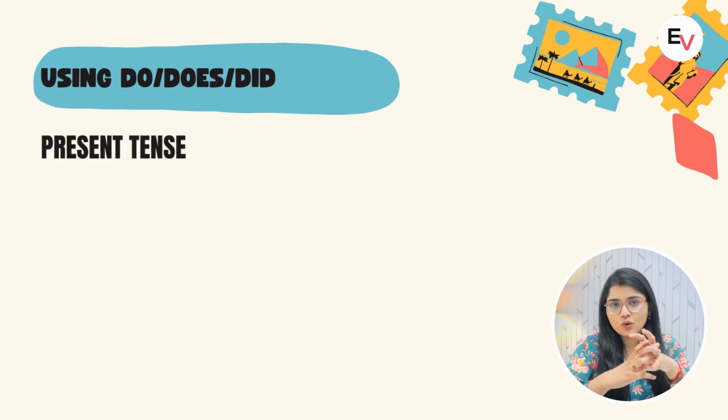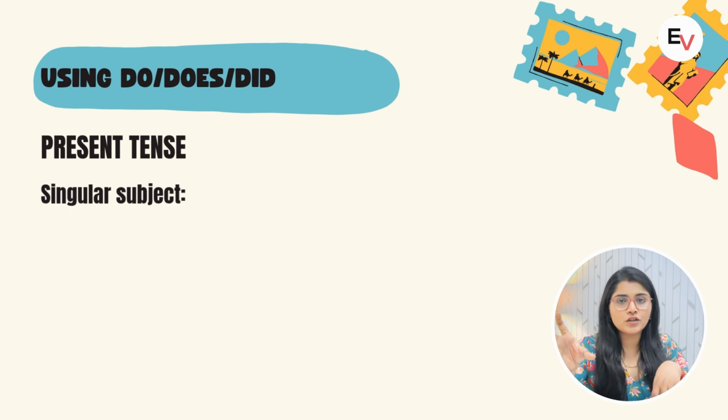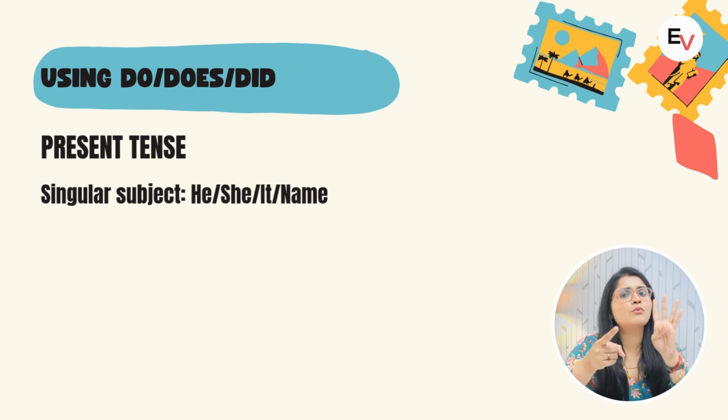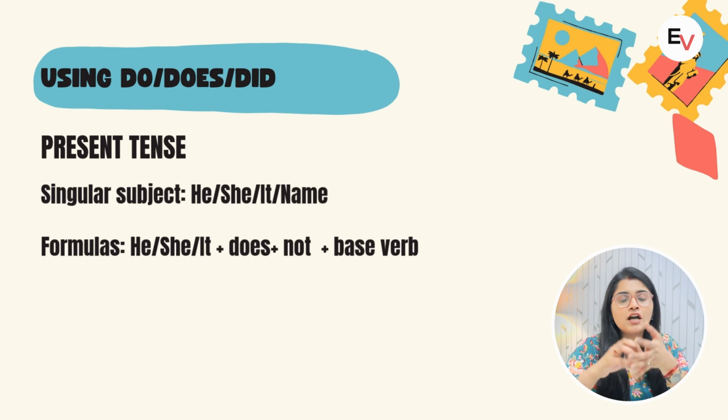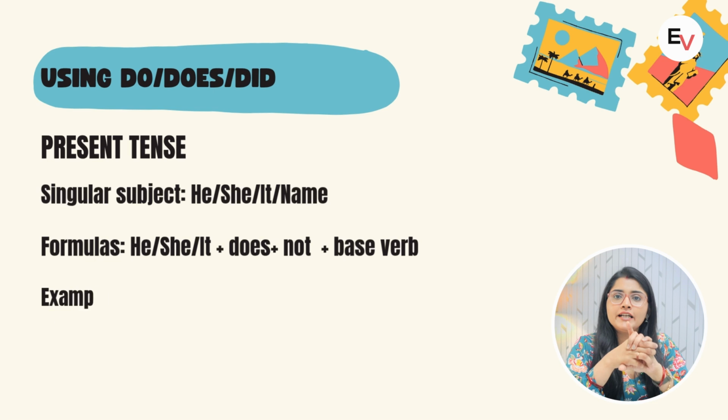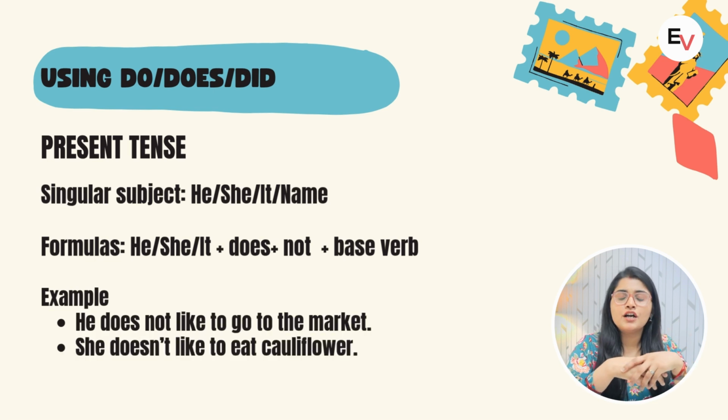So, for the present tense also, we have two formulas. One for the singular subjects and one for the plural subjects. Now, for the singular subjects, that is he, she, it, or someone's name, this is the formula that we use. He, she, it plus does plus not plus base verb. For example, he does not like to go to the market. She does not like to eat cauliflower.